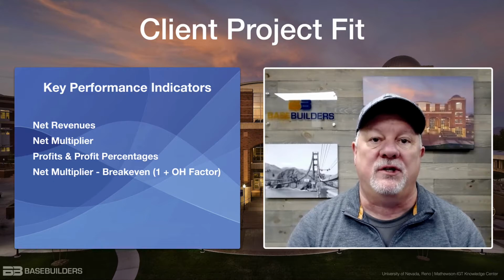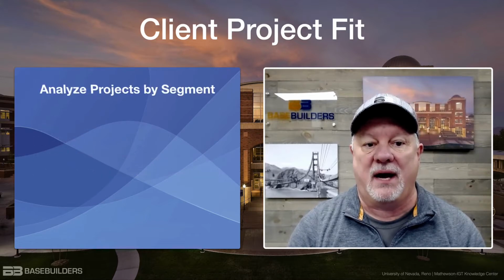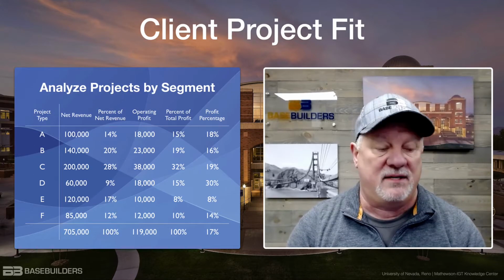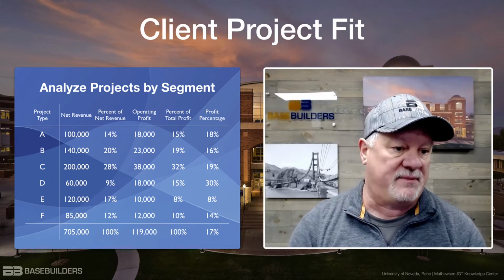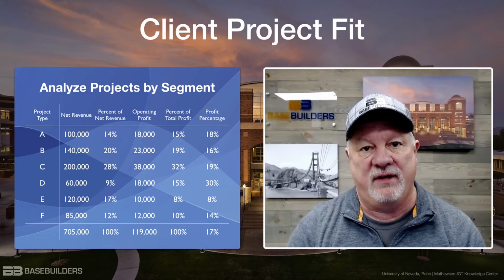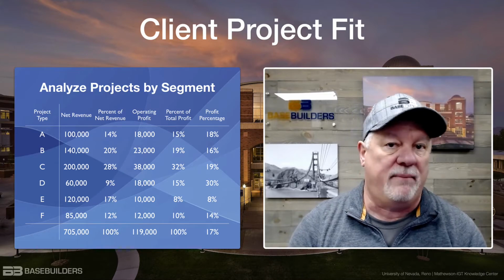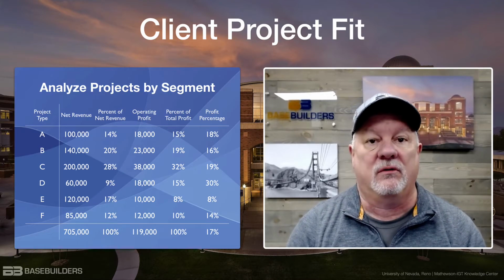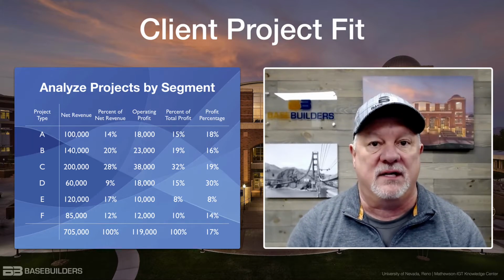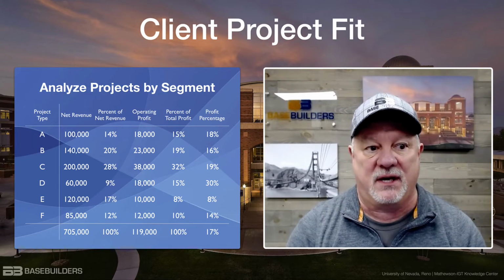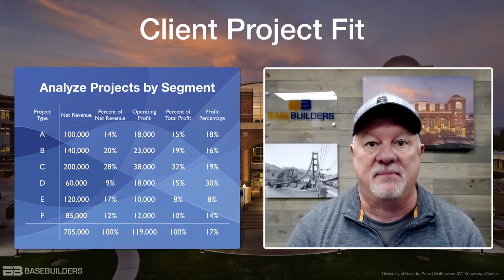So what we want to do is analyze projects by segment. In this table, we're looking at project type. So we have 6 types listed. We just called them A through F, but that could be your churches compared to your schools, or grocery stores, or barber shops. Countless ways that you can segment your projects by the building type or perhaps the occupancy.